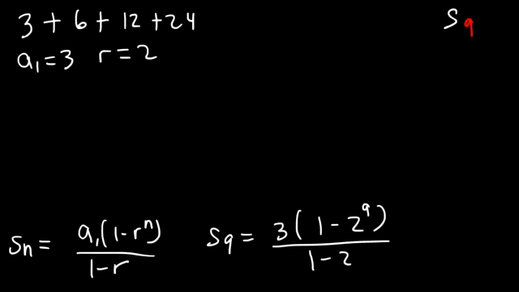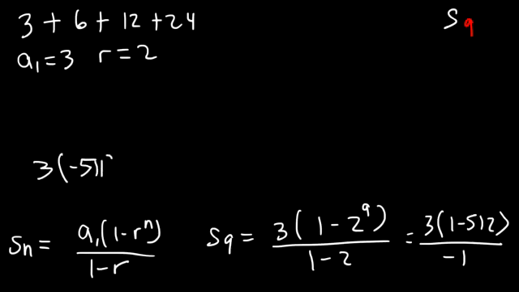So 2 to the 9th power, that's a big number, that's 512. So we have 3, 1 minus 512. 1 minus 2 is negative 1. Now 1 minus 512 is negative 511. The two negative signs will cancel, so the answer will be positive overall. So it's 3 times 511, which will give us a sum of 1,533. So that is the answer, but let's go ahead and confirm it.